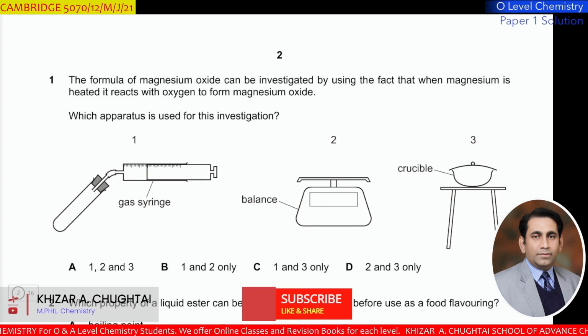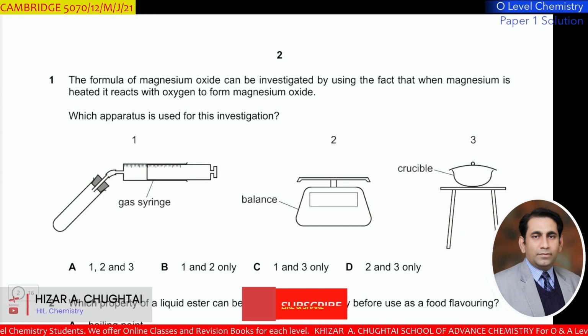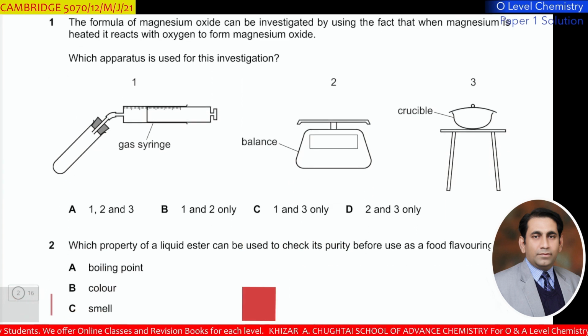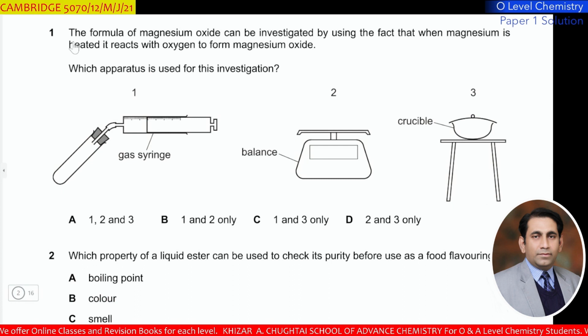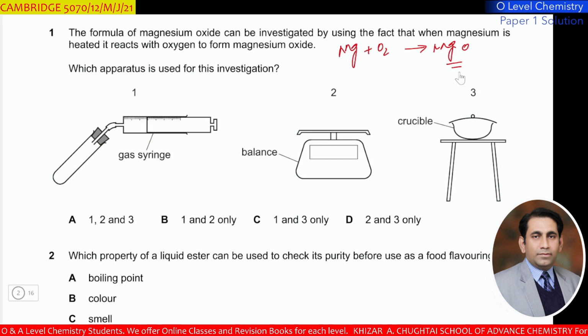Let's start from question number 1. The formula of magnesium oxide can be investigated using the fact that when magnesium is heated, it reacts with oxygen to form magnesium oxide. Magnesium oxide is being formed in this case. Magnesium plus oxygen goes to MgO, magnesium oxide.